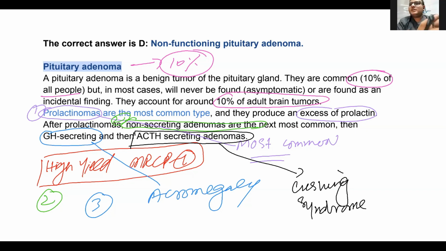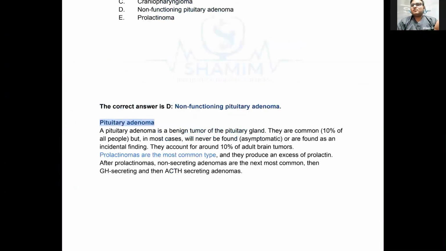So I repeat the most important exam question: which of the following is the most common pituitary adenoma? That is prolactinoma. What is the second most common? Non-secreting adenoma. They cause hypopituitarism symptoms. What is the third most common? Growth hormone secreting adenoma, causing acromegaly. What is the fourth? ACTH secreting adenoma, causing Cushing syndrome. Okay. Now we're going to the next.